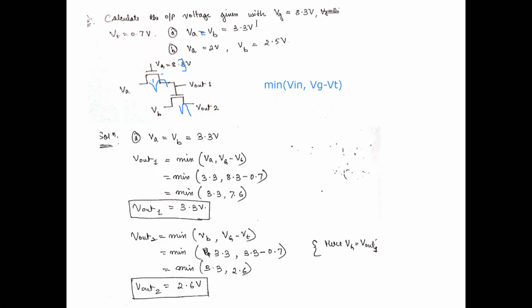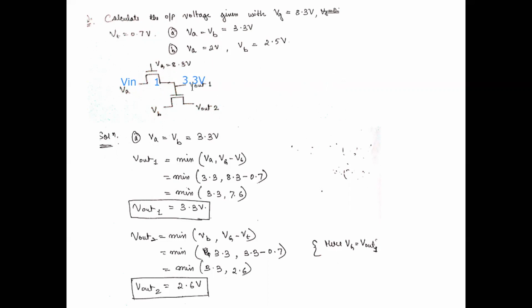For the first transistor, what is V in? This will be V in for the first transistor, and this is V out for the first transistor. So V in is nothing but VA, and Vg minus Vt is 8.3 minus 0.7. What is the minimum of these two values? It is 3.3. You give an input voltage of 3.3, and for the minimum value, it works. The output voltage here is 3.3 volts.